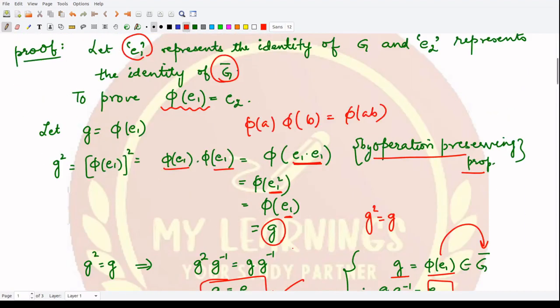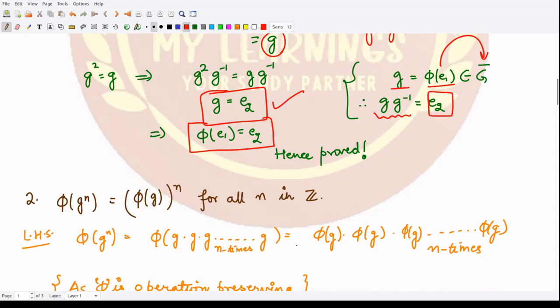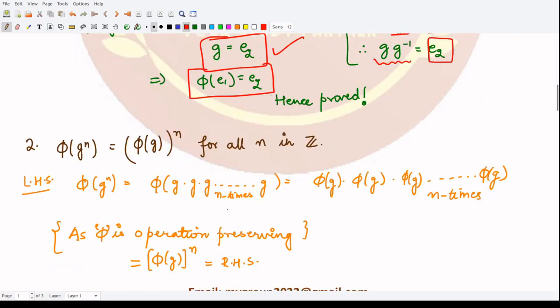Now let's move on to our second property. The second property says that phi of g raised to power n is equal to phi of g whole raised to power n, for all n in the set of integers, correct? This is also a very simple property. For this property we take the left hand side, phi of g raised to power n. So g is appearing n times, so you can write it like this, g into g into g into g. How many times? Total n times, correct?